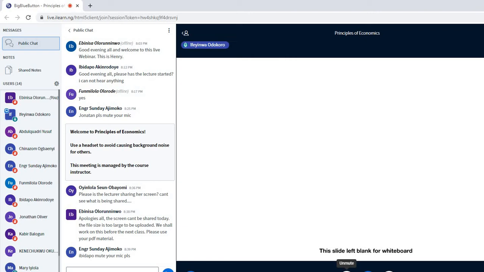Moving on to change in demand and the change in quantity demanded. In economics, there's a term which is the change in demand, and it is different from the change in quantity demanded. They are two different concepts.